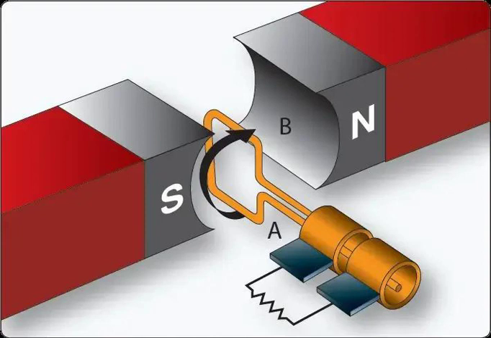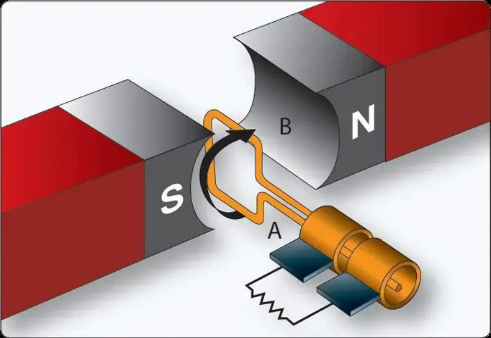Based on these principles, a simple DC generator consists of the following essential components. Stator. The stator is a stationary part of the generator and typically consists of a permanent magnet or an electromagnet. It produces a constant magnetic field.